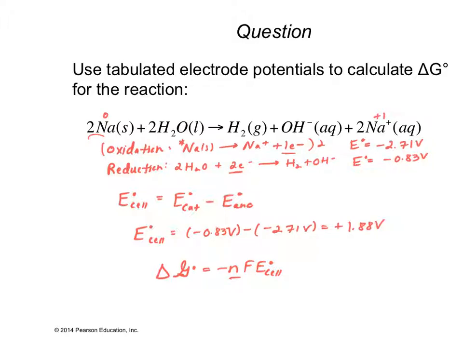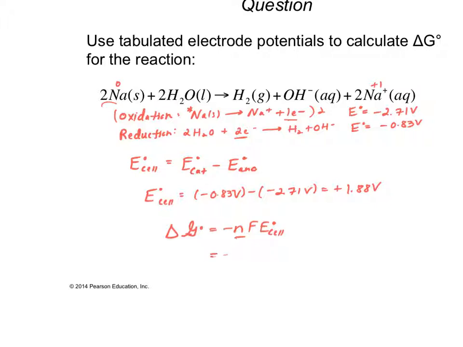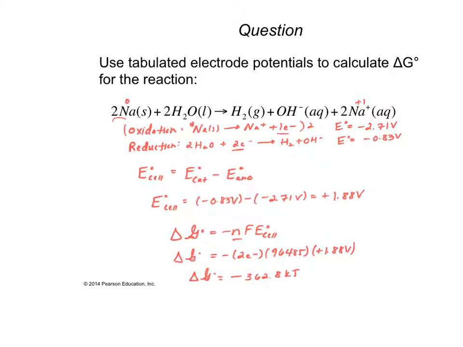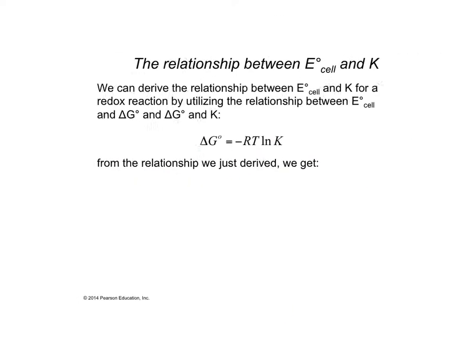So now when I plug it into my little equation, I'm going to get a minus 2 electrons times Faraday's constant times my cell potential, delta G overall. So delta G naught is equal to a minus 362.8 kilojoules. And I've taken the liberty of converting this. Okay, so next. I know it's fast. I am recording this at this point in time, so we can watch this afterwards.